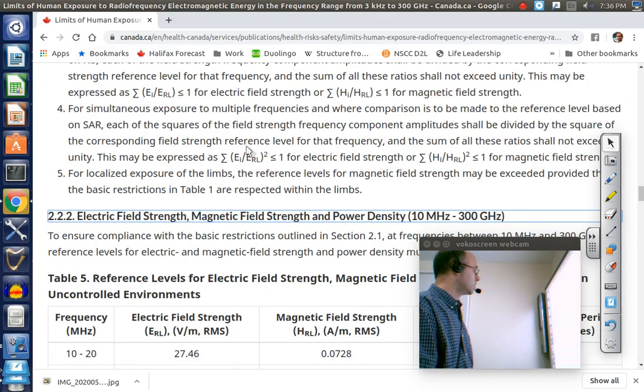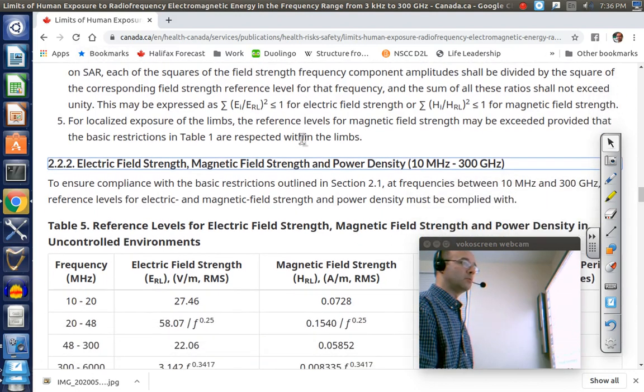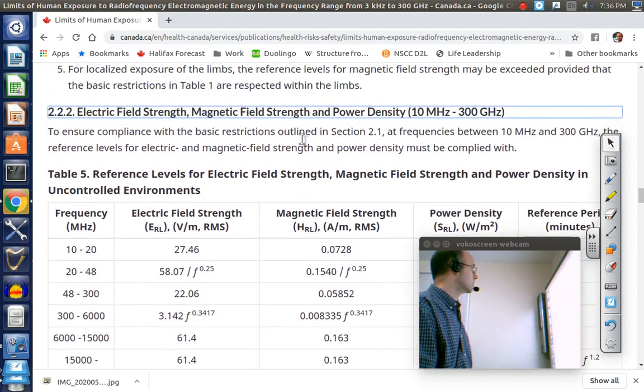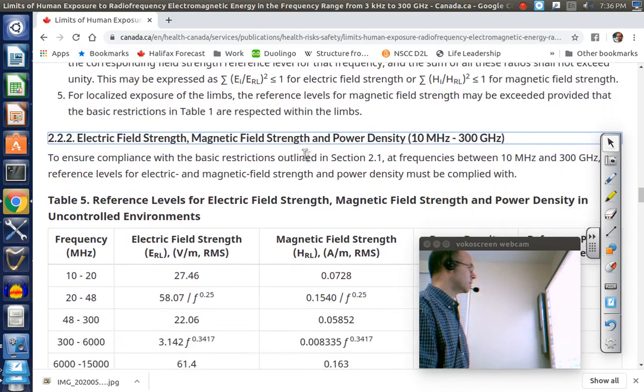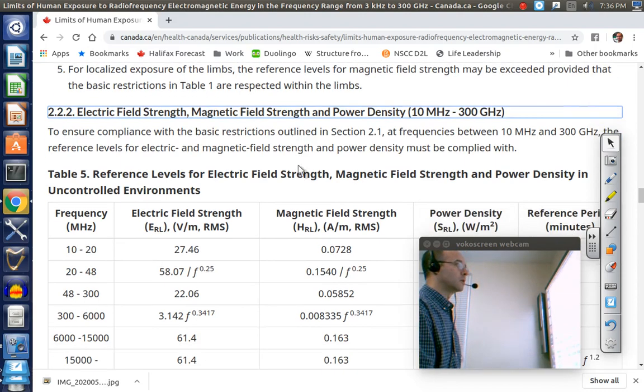There's a little table in this a little further down that I had bookmarked, so I'm going to jump to the table. This is section 2.2.2, electric field strength, magnetic field strength, and power density between 10 megahertz and 300 gigahertz. Once again, this covers most of the stuff, including all cell phones.